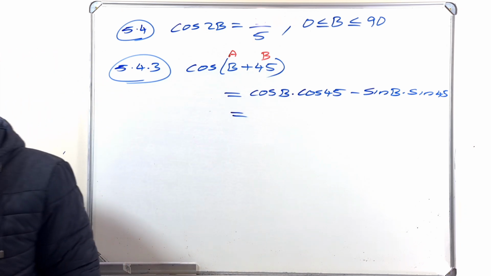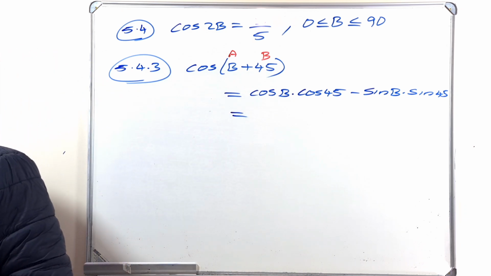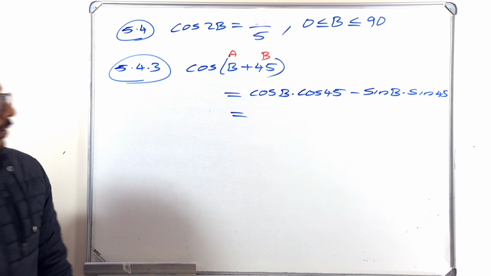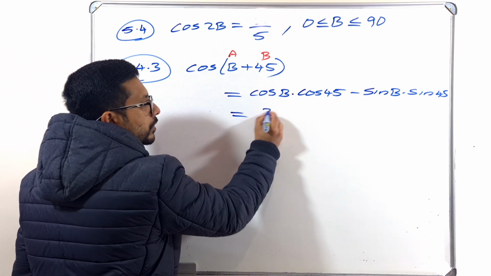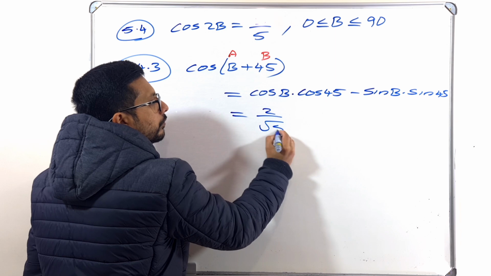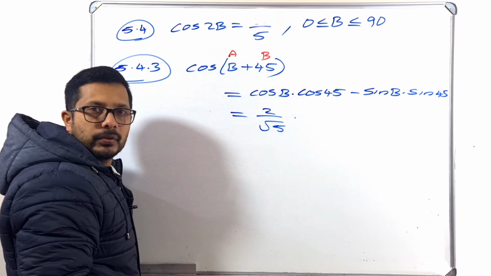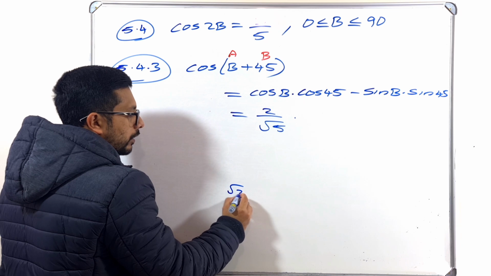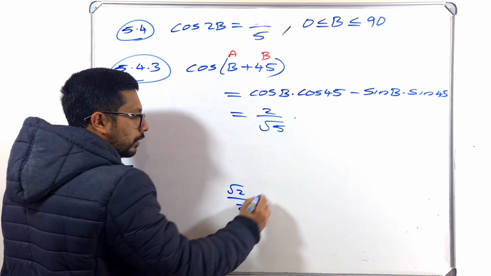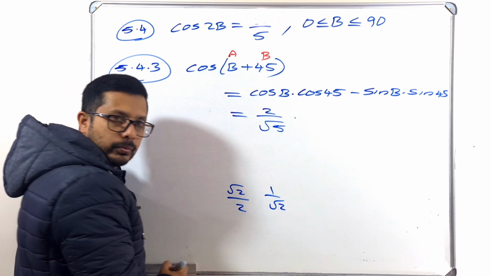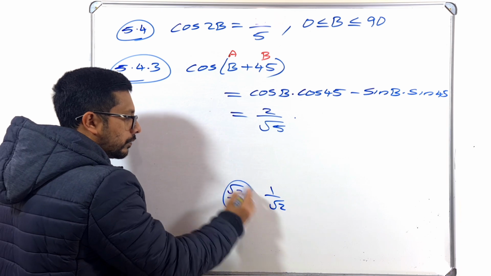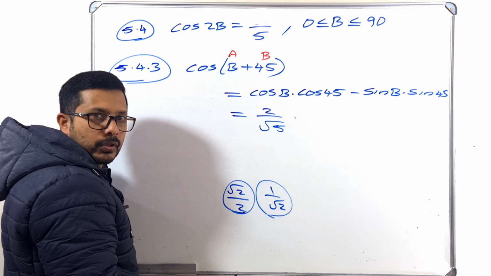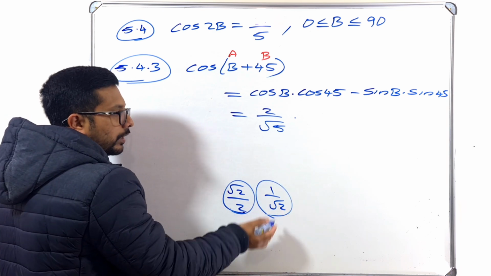Cos B we got as, what was the answer? We got cos B is 2 over root 5. Am I right? Okay, so cos B in the first question is 2 over root 5. What is the answer of cos 45? Either you can write root 2 by 2 or 1 over root 2, both are the same thing. Okay, this one or this one, both are same, cos 45. So I am going to write the simplified one.